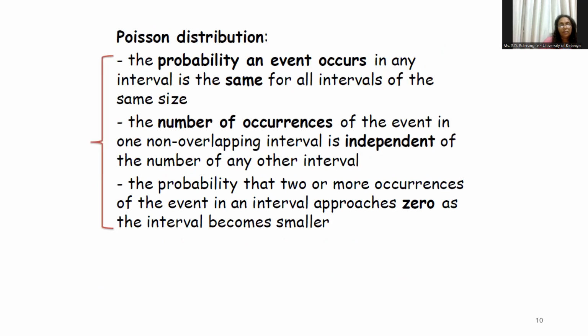Right, okay. In Poisson distribution, the probability an event occurs in any interval is the same for all intervals of the same size. Further, you can understand the number of occurrences of the event in one non-overlapping interval is independent of the other. So the probability of two or more occurrences of the event in an interval approaches zero as the interval becomes smaller. Right?